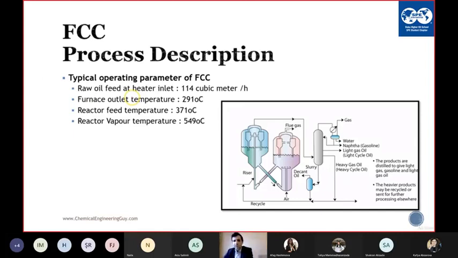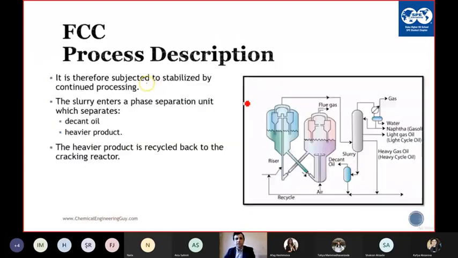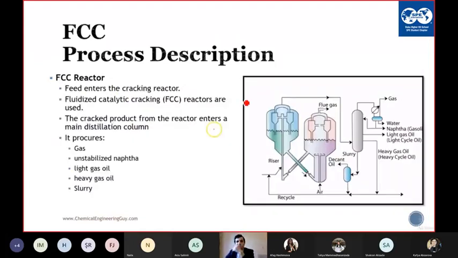So I will explain the process here. So FCC reactor, the feed enters a cracking reactor, and this is the riser reactor. The FCC reactor, we call it also the riser reactor. And this is your feed, which is VGO feed, and here the catalyst plus VGO meet.